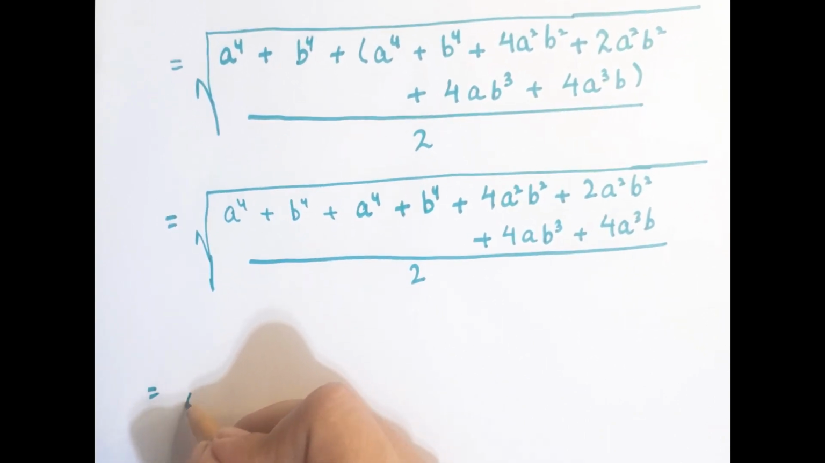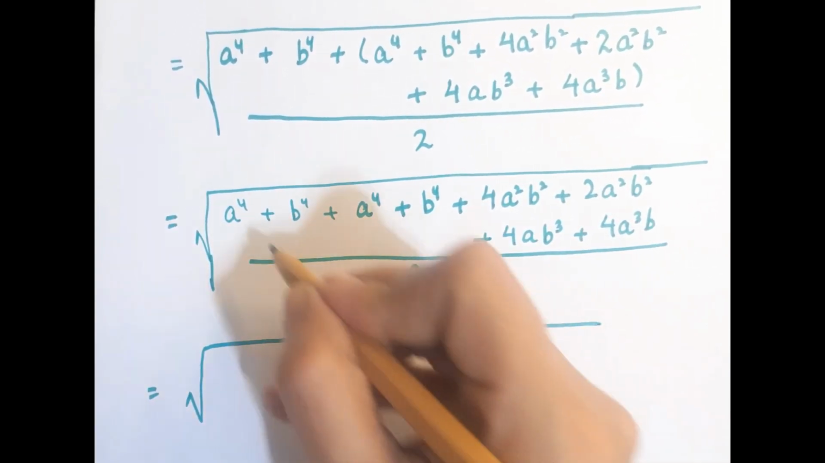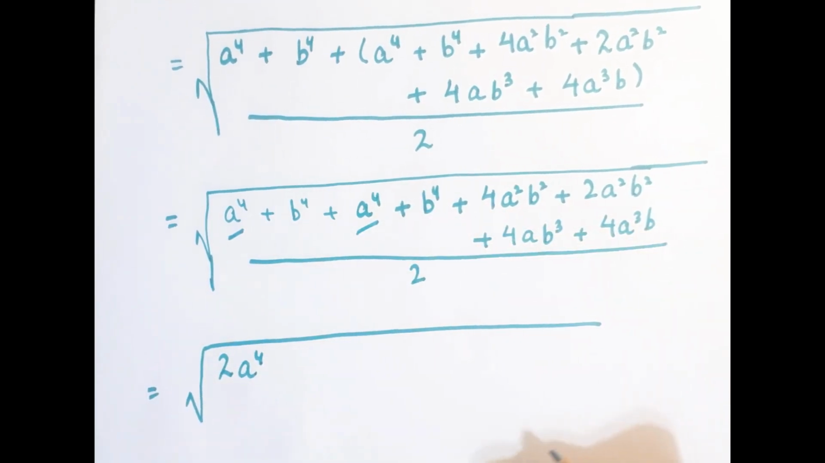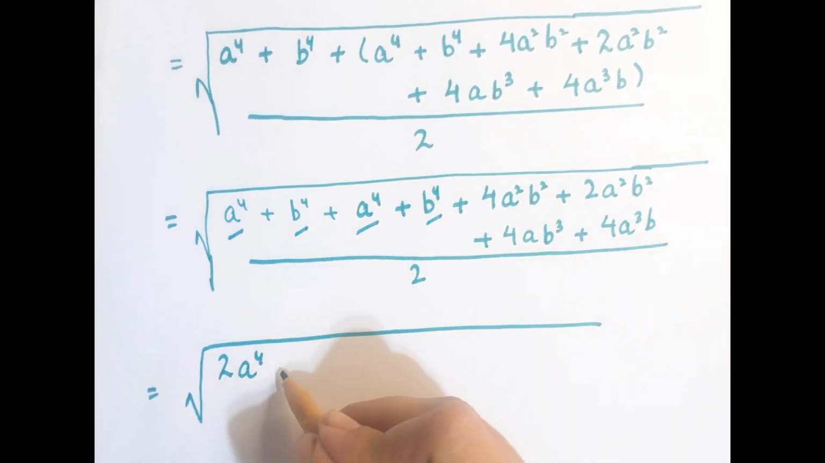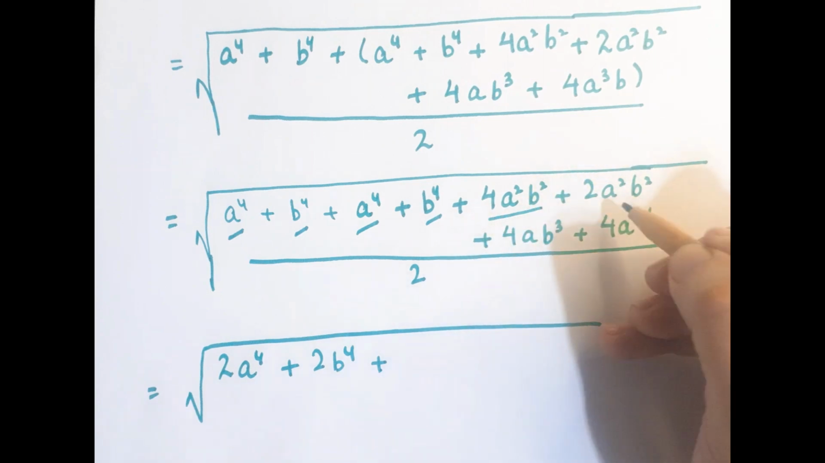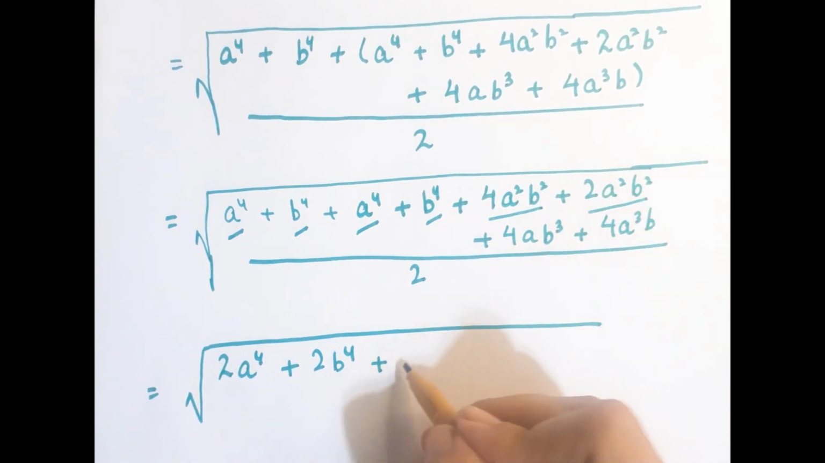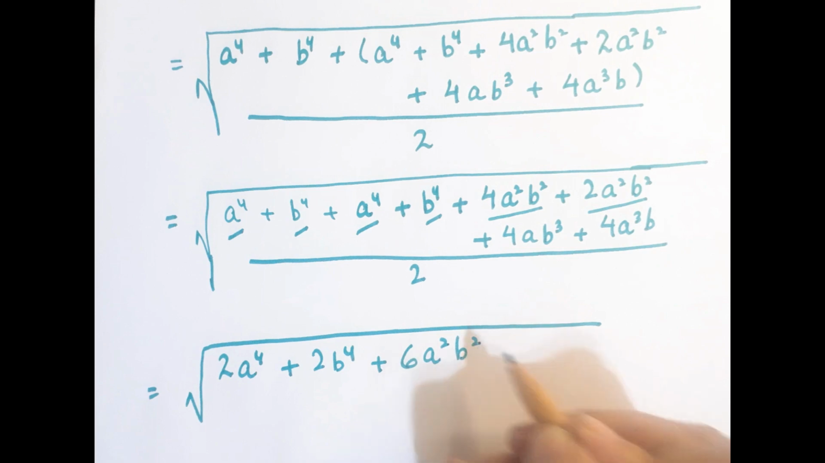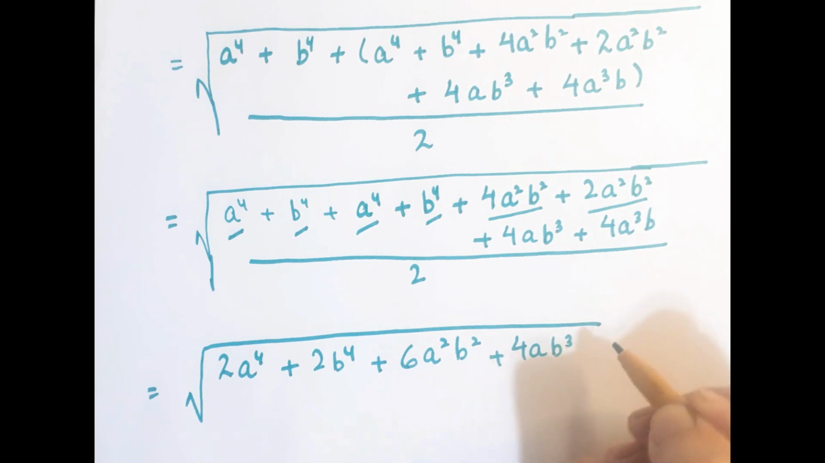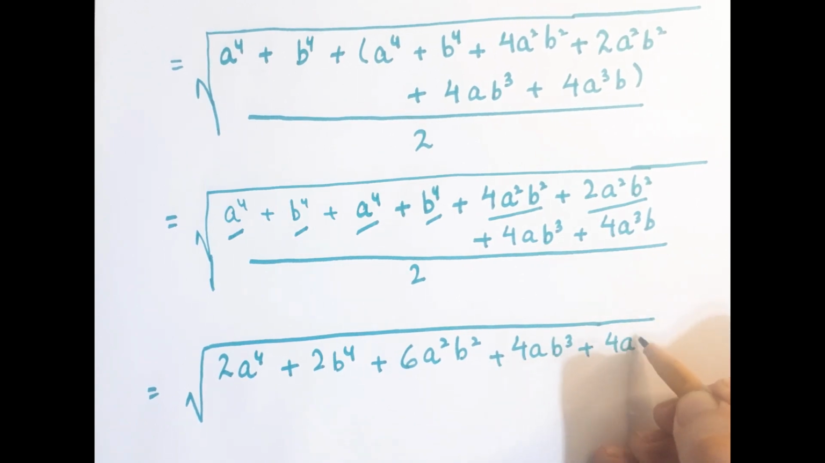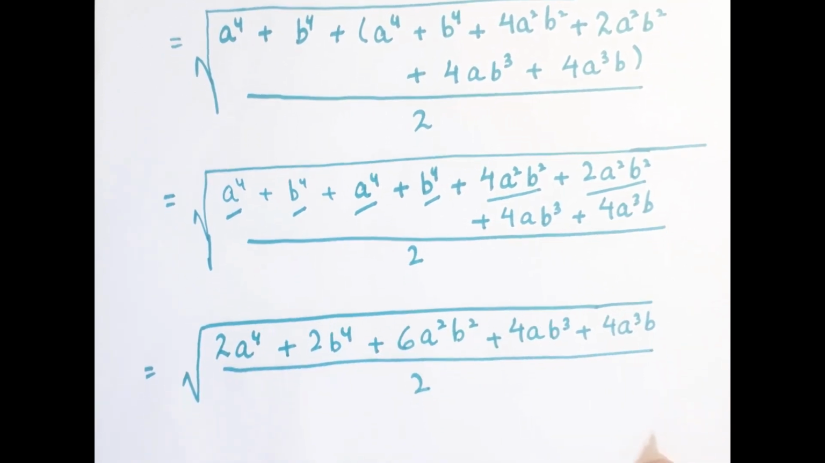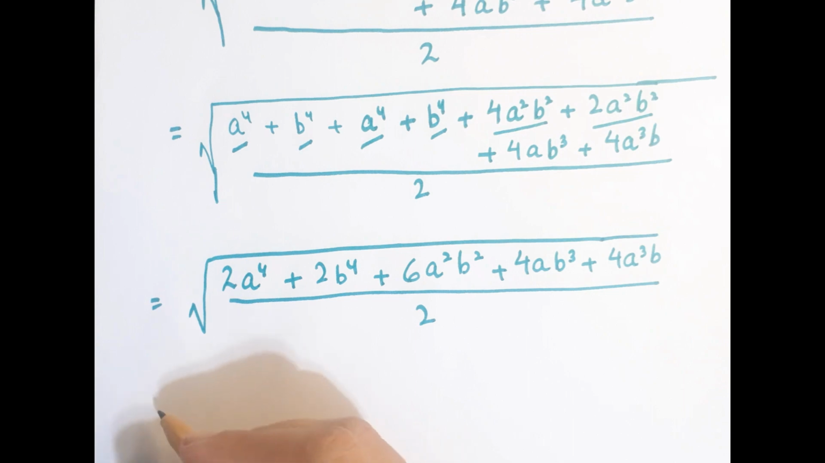Next, A^4 and A^4. This makes 2A^4, right? Now, B^4 and B^4. This makes 2B^4, plus this is 4A^2B^2, this is 2A^2B^2. So, this makes 6A^2B^2. Now we are left with these two terms, that is plus 4AB^3 plus 4A^3B upon 2. Now in the numerator you can see that we can take out 2 common.